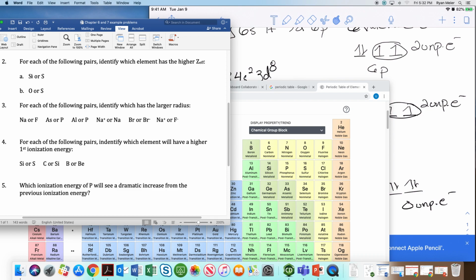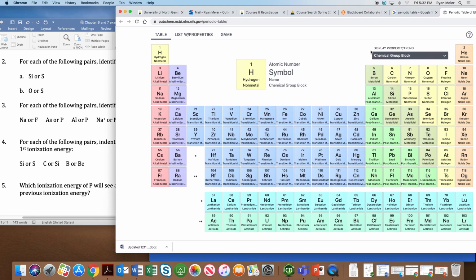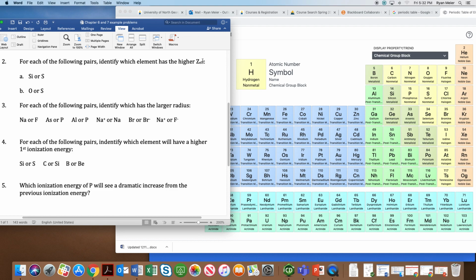So the first one, we have silicon or sulfur. Well, if we're thinking about which of these should have the higher effective nuclear charge, let's look at our periodic table. So if I pull our periodic table over here, we're comparing sulfur and silicon. We were looking at Z effective. We said Z effective gets bigger as we go up to the right. Well, sulfur is farther to the right than silicon, so sulfur should have the higher effective nuclear charge, right? So that should be our answer.